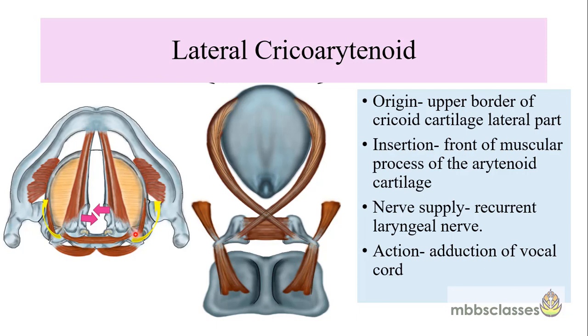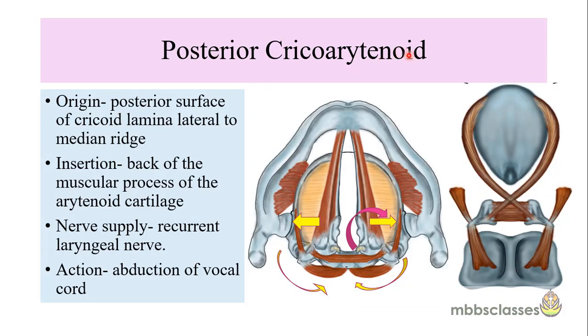When it contracts, it moves the muscular process anteriorly. Thus, it rotates the arytenoid cartilage on the vertical axis, bringing the vocal process towards the midline. So it brings adduction of the vocal cord. We can see in this image when it contracts in this direction, it rotates the arytenoid cartilage in such a way that the vocal cord goes towards the median plane and brings adduction of the vocal cord. Again, the nerve supply is the recurrent laryngeal nerve and the action is adduction of the vocal cord.